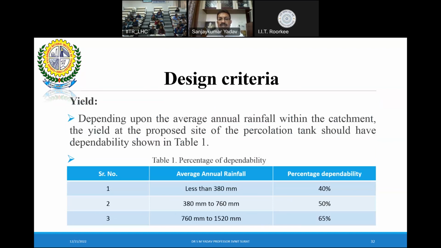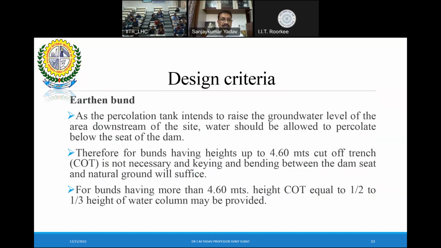What are the design criteria normally followed? Depending upon the average annual rainfall within the catchment, the yield at the proposed site of the percolation tank should have dependability as shown in Table 1. Where the annual average rainfall is less than 380 mm, the percentage dependability is 40%. When it is between 380 and 760 mm, it is 50%. And when the annual average rainfall is 760 mm to 1520 mm, the percentage dependability is 65%.